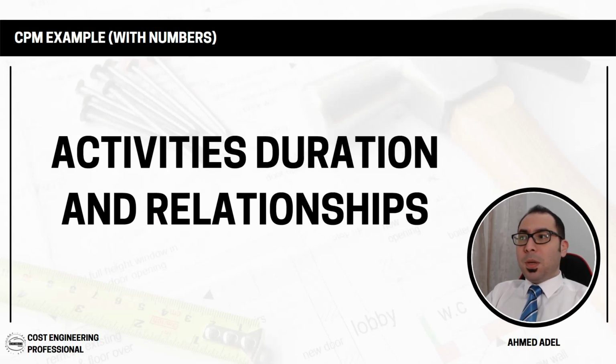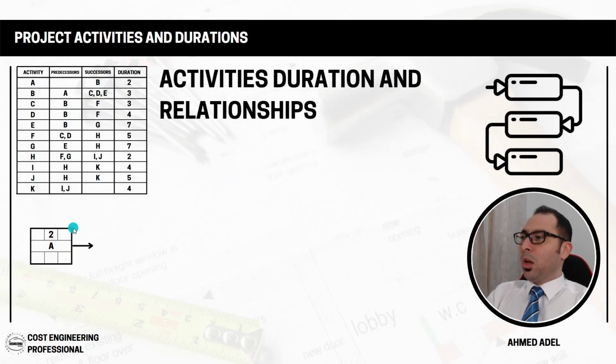So the first step here is to put the activity duration and relationships before we start. And how to do that? We have discussed this in the last video. Again, the link in the description if you want to refer to that video. For the activity A, which is the first activity, we will just draw this. We need here to put the early start, early finish, late start, late finish, and the float. And these are the numbers that we are going to be calculating right now.